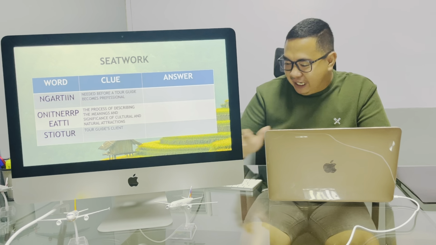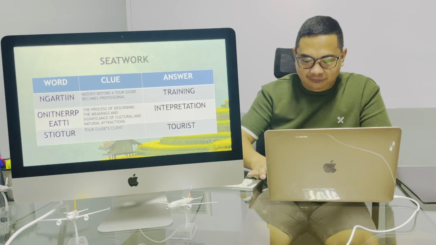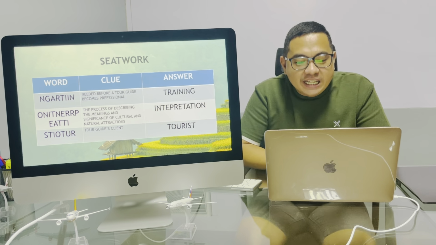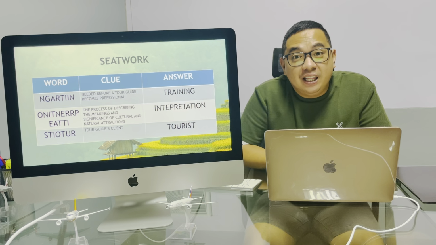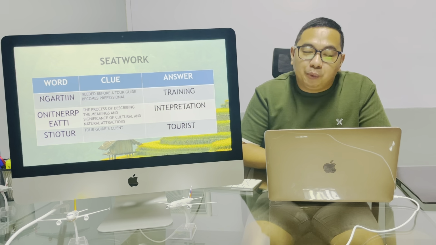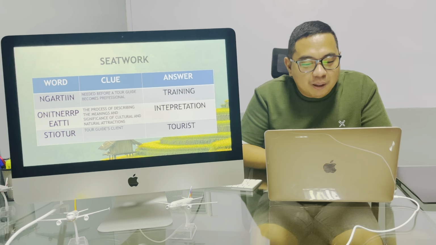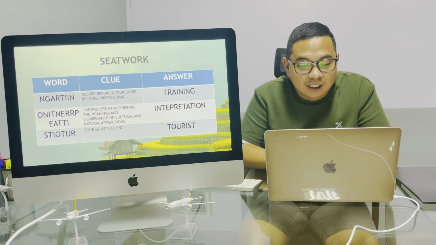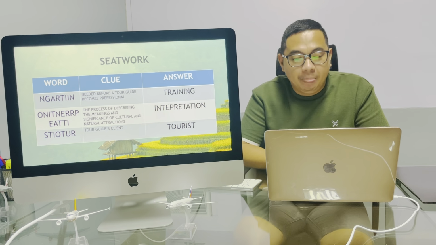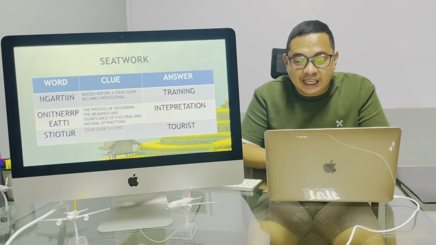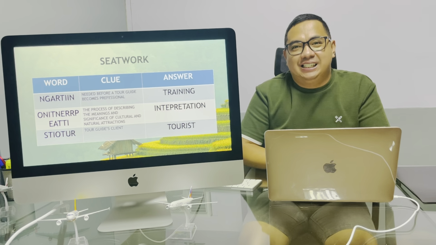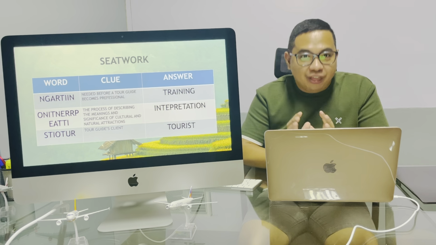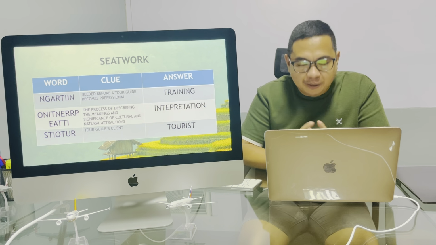Okay, so the answer is, needed before a tour guide becomes professional is training, the process of describing the meanings and significance of cultural and natural attractions is interpretation, and then who is the tour guide's client? It is the tourist. Okay guys, so that is our lesson for today.